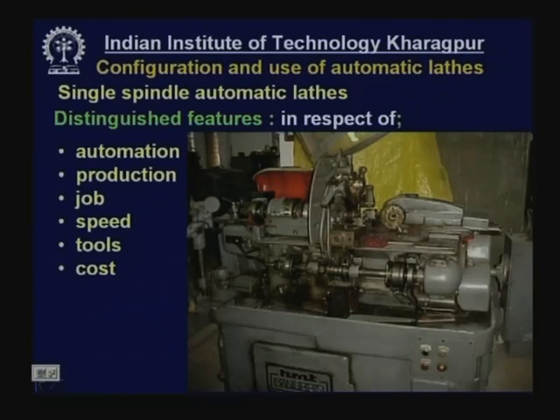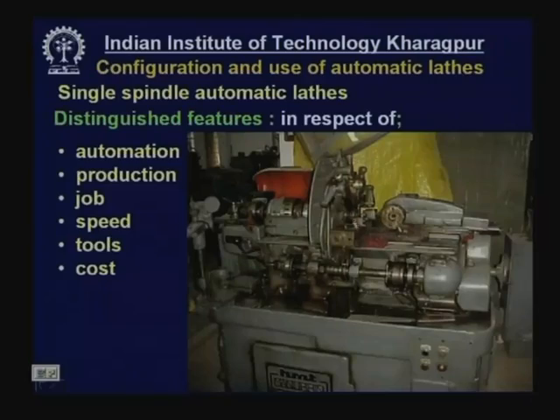Job will be rod like, the bar like, and of small size, say diameter within say 15 millimeter, and length of the job will be around say 10 to 30 millimeter. Speed, see the diameter of the job is small, so the speed will be high, but only few speeds will be available, maybe 4 or 6 speeds will be available, because it is a mass production. So, large number of spindle speeds are not required as is required in central lathes.